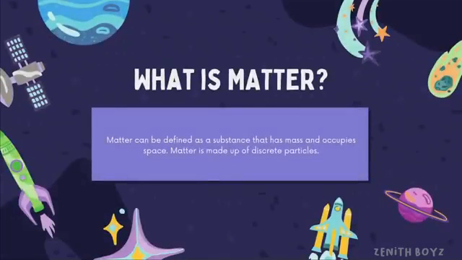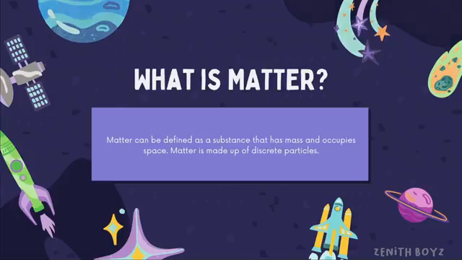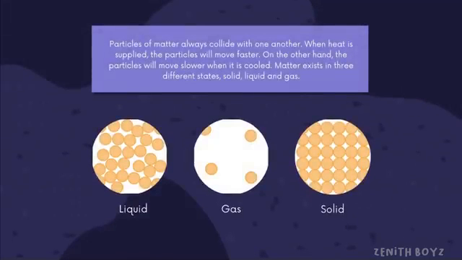Matter can be defined as a substance that has mass and occupies space. Matter is made up of discrete particles. Particles of matter always collide with one another. When heat is supplied, the particles will move faster. On the other hand, the particles will move slower when it is cool.